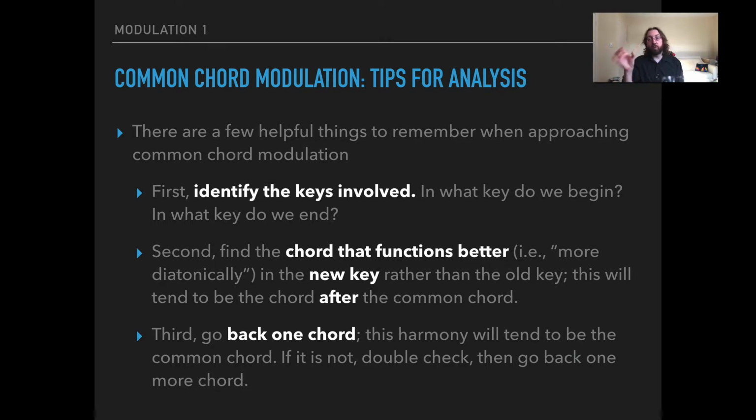So if we find the chord that functions better, for instance, this was the 5-7 in the new key, we can go back one chord. This harmony will tend to be the common chord. If you don't think it is, double check, then keep going back chords. It's best, again, to figure out the outer bounds and then work towards the middle to see what's involved, rather than working from one starting point and just going and going and going, where we often can get confused as to when exactly the appropriate moment for modulation is.